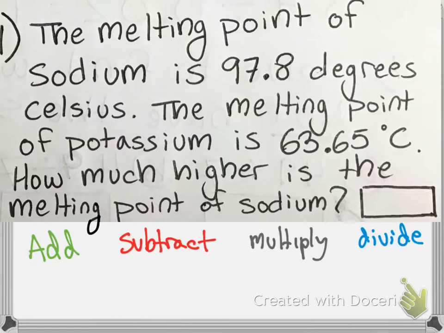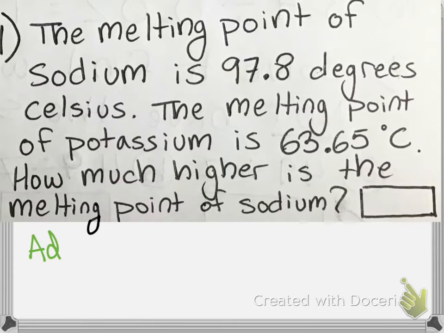So I want you to take a guess. Using the participant section, take a vote. You're going to hit yes for add, no for subtract, slower for multiply, and faster for divide. Actually going to subtract. Camilla, how did you know we were going to subtract? I knew because the question says how much higher is the melting point of sodium. Ah, so she saw our keyword. We're trying to find the difference between the two. And difference means subtraction.